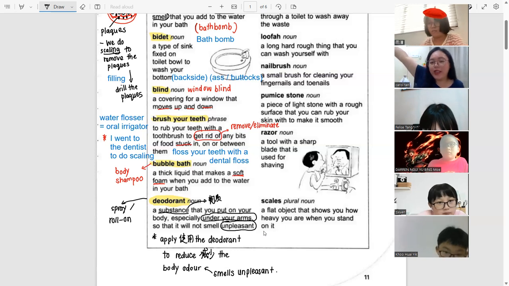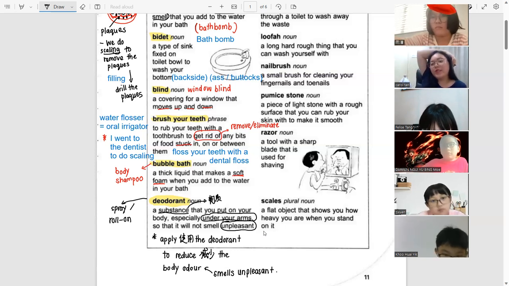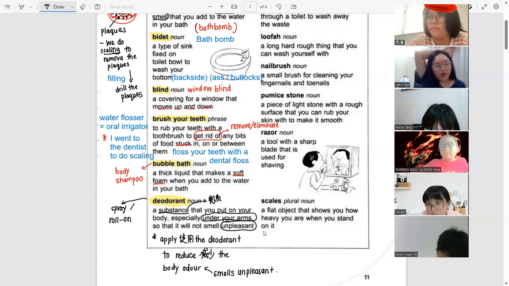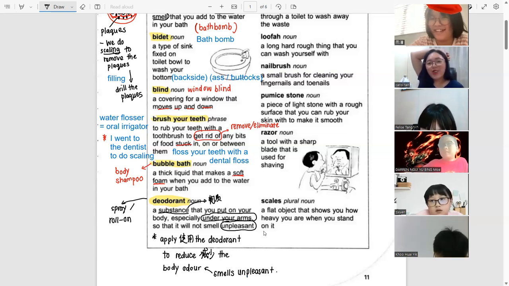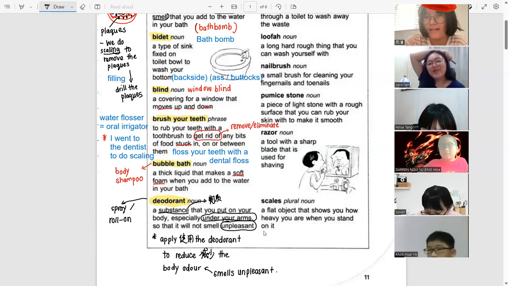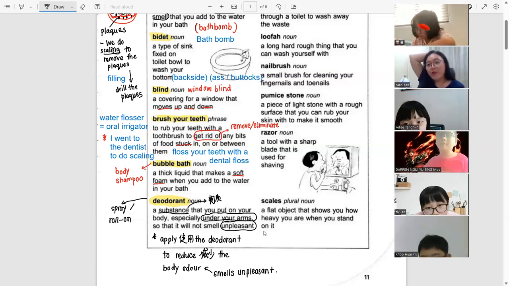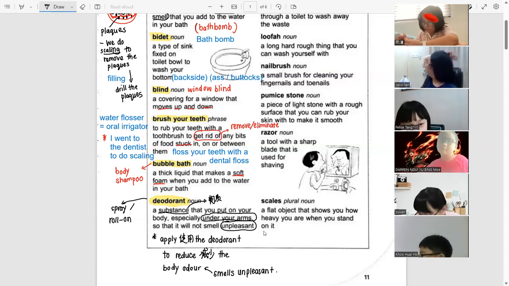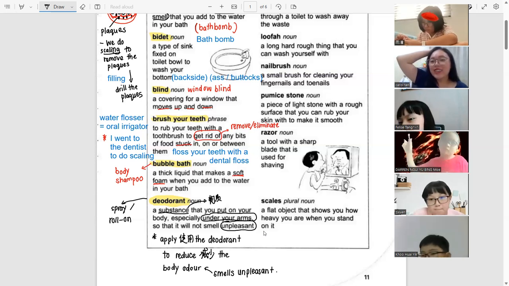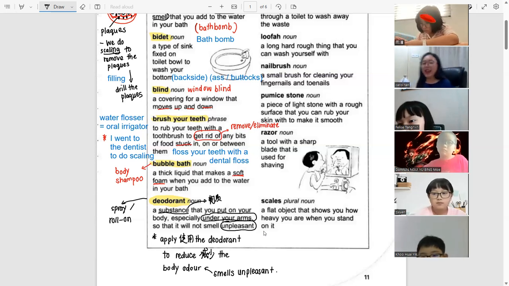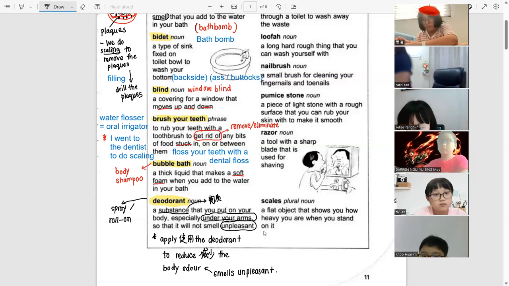Anyone here has deodorant at home? I want to see how many of you got deodorant. Yu Tong, do you use it? Do you have deodorant at home like Rexona? I don't know. You don't have it? Wait, I try to find whether I have it or not.